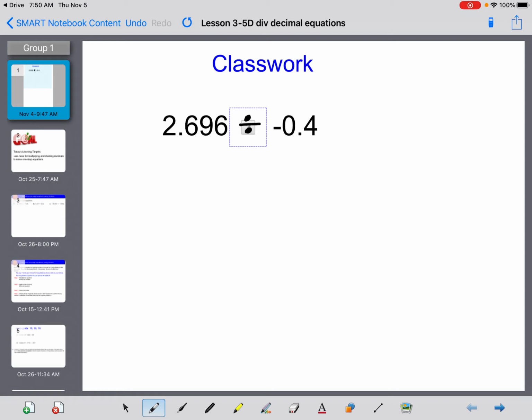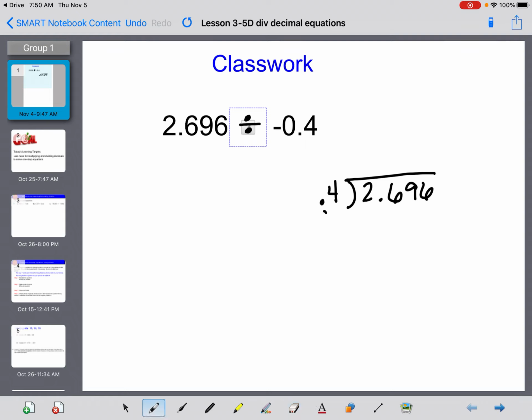In our previous lesson, you learned about dividing decimals. The first number, in this case 2 and 696 thousandths, is the number that goes under your division bracket. That is my dividend. Negative 4/10 is my divisor. I ignore my negative and positive signs and divide like I learned how to do in previous grades.